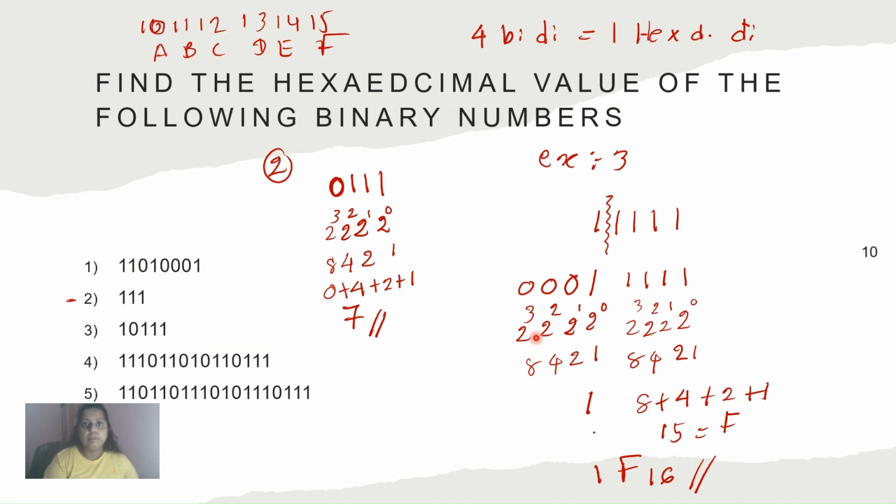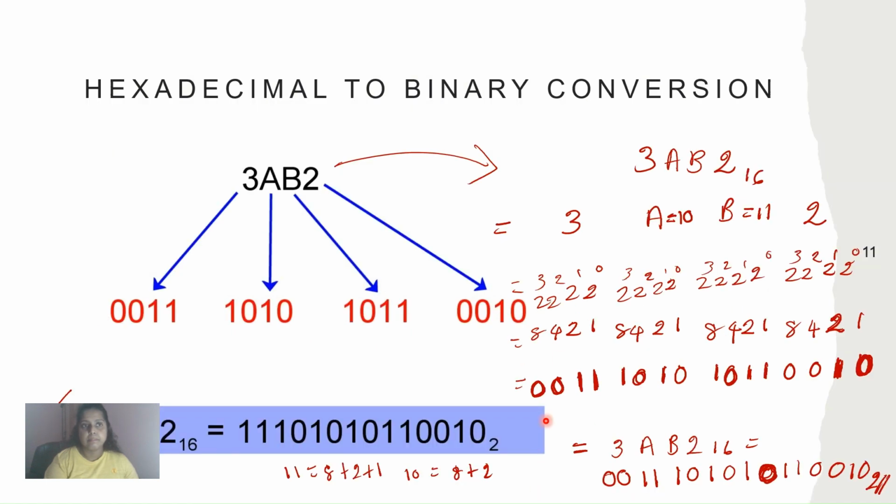Find the hexadecimal values of the following binary numbers. You can try out these exercises and see whether you can do them. Hexadecimal to binary conversion is also a very important number conversion. What you need to do is, here you can get the value 3AB2 like this.